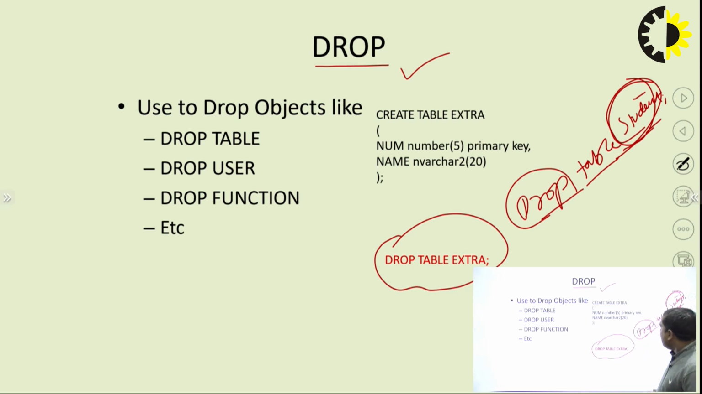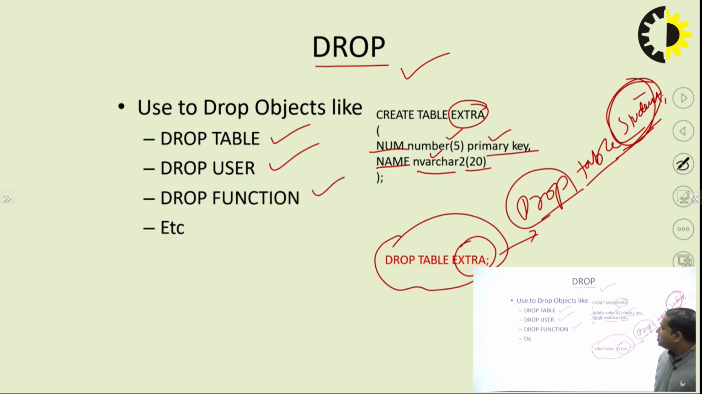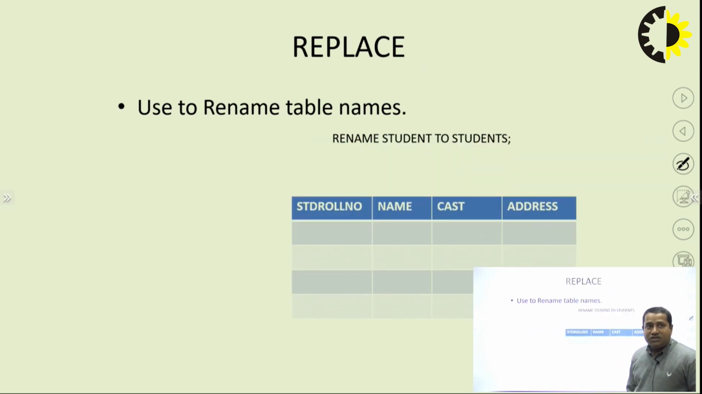Here we have taken an example. We have created a table extra with the fields number and name with their data types, and defined the primary key. Its name data type is varchar with size 20. If you perform this operation, this extra table will be gone forever from our database. Using this command, we can drop a table, a user, and also a function. We have also seen the use of drop along with alter in a previous example.